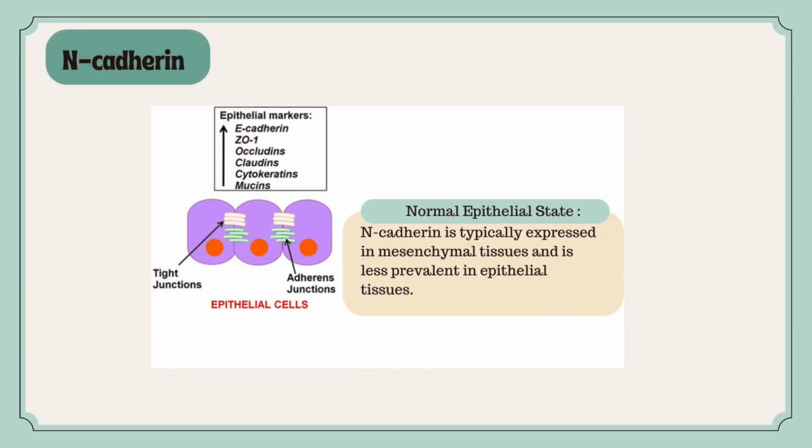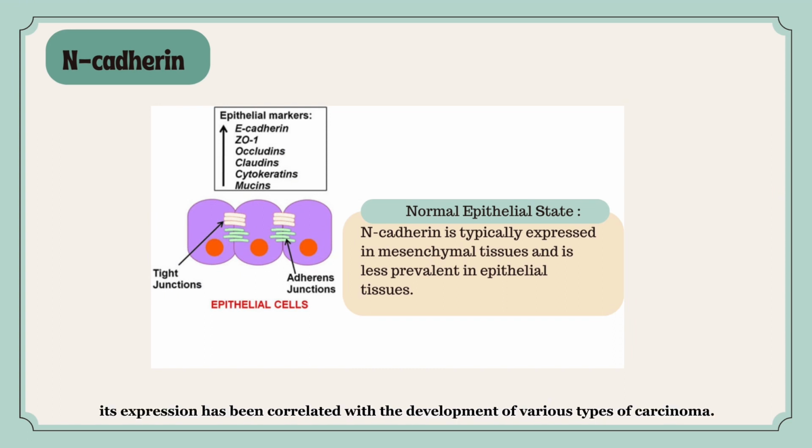Next, N cadherin. N cadherin serves as an indicator of ongoing EMT, and its expression has been correlated with the development of various types of carcinoma. N cadherin promotes angiogenesis and maintains the integrity of blood vessels by unsheathing endothelial cells and mural cells for stabilization of microvessels.